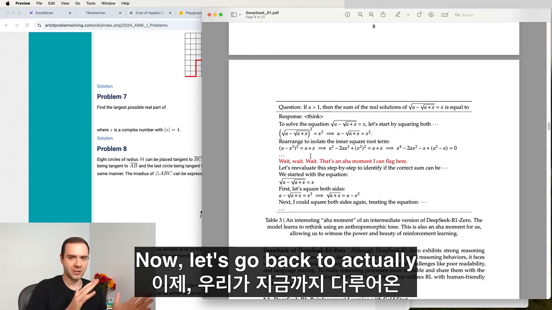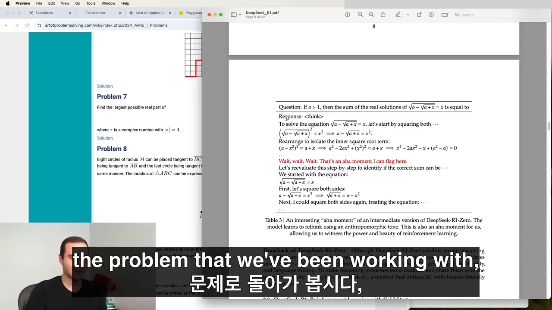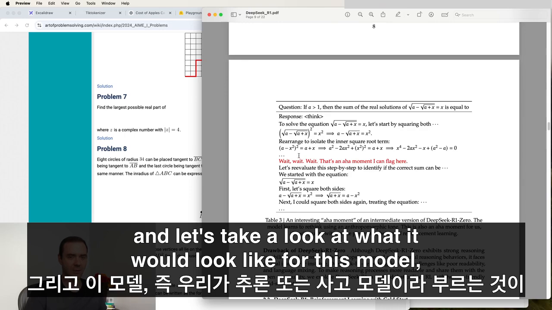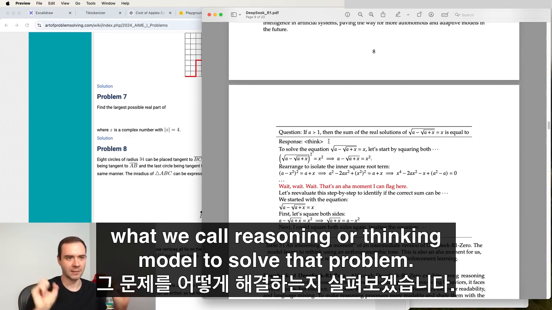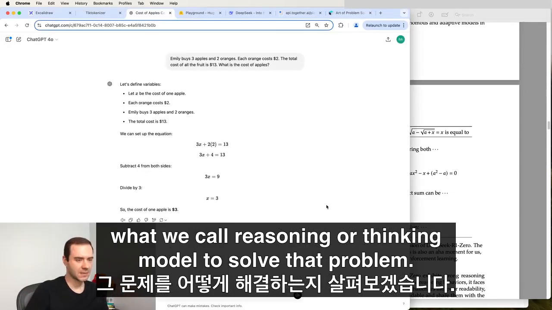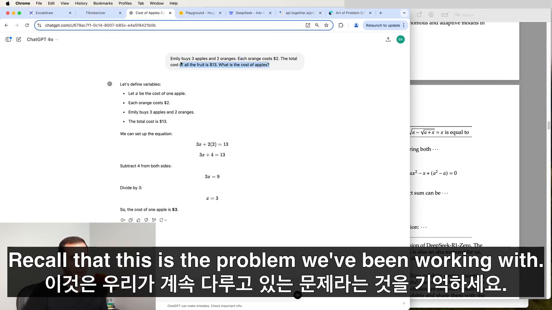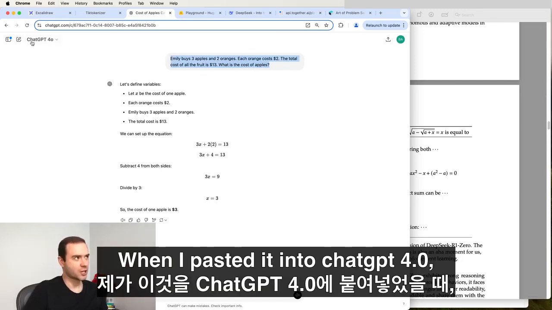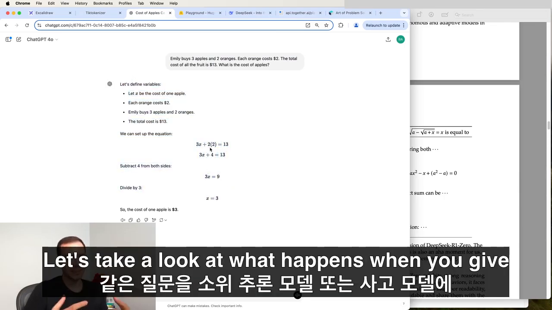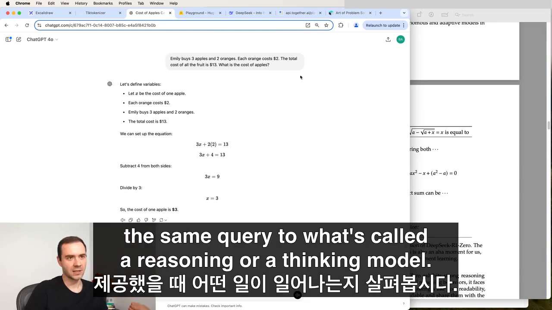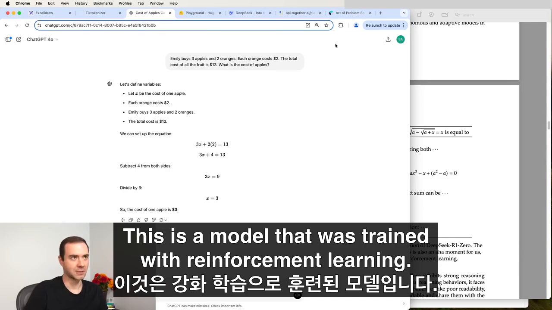Now let's go back to the problem that we've been working with, and let's take a look at what it would look like for this kind of a model, what we call a reasoning or thinking model, to solve that problem. Recall that this is the problem we've been working with, and when I pasted it into ChatGPT 4.0, I'm getting this kind of a response. Let's take a look at what happens when you give this same query to what's called a reasoning or thinking model. This is a model that was trained with reinforcement learning.